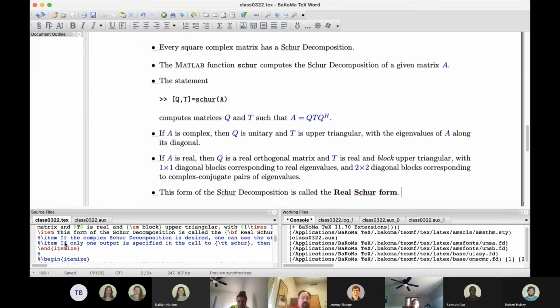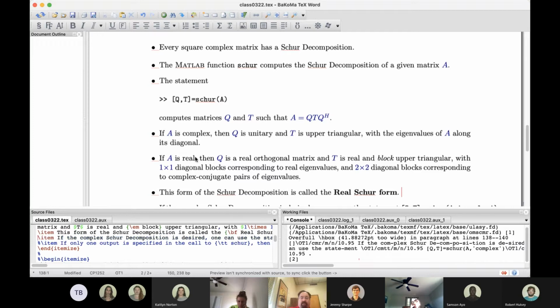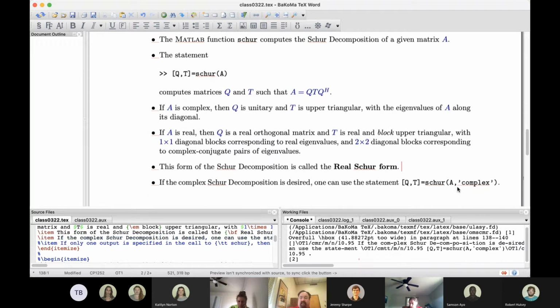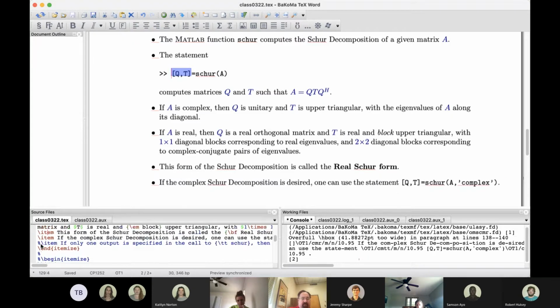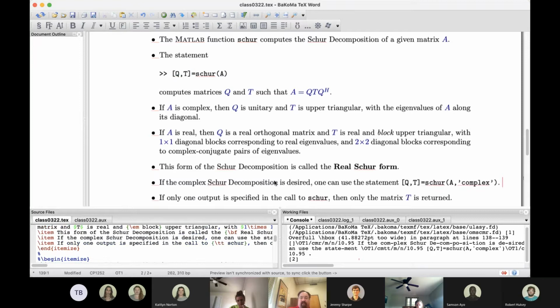Now, if you really do want the complex Schur form for a real matrix, you can get it. You just have to add this second argument of the word 'complex' in quotes. And you can also call schur with only one output instead of two. In that case, the upper triangular matrix T is the only thing returned, so you get just the eigenvalues.